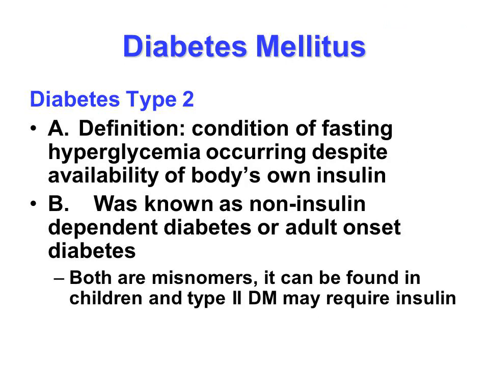Diabetes mellitus diabetes type 2. A. Definition: condition of fasting hyperglycemia occurring despite availability of the body's own insulin. B. Known as non-insulin dependent diabetes or adult onset diabetes. Both are misnomers. It can be found in children in type 2 diabetes and may require insulin.